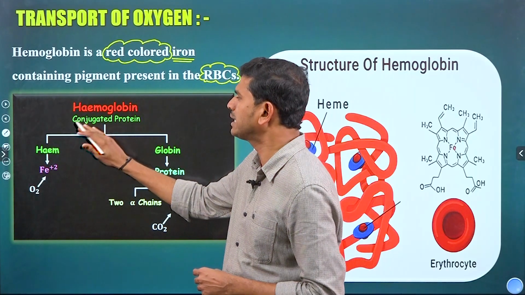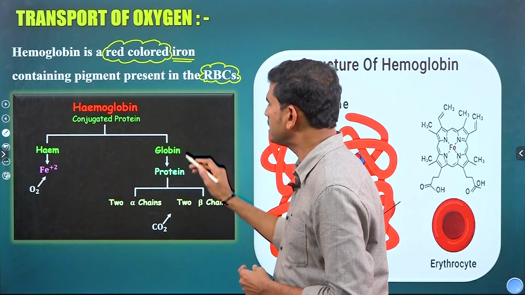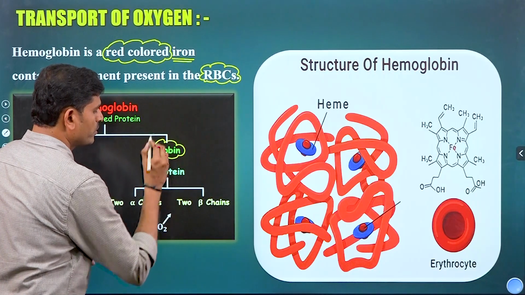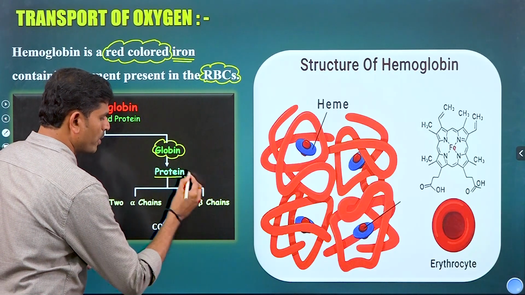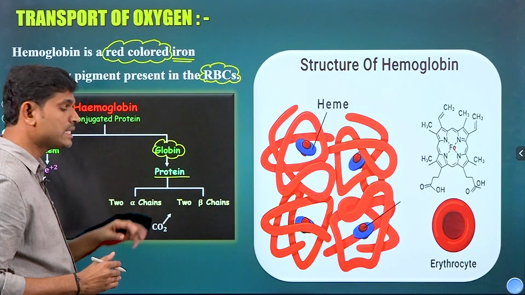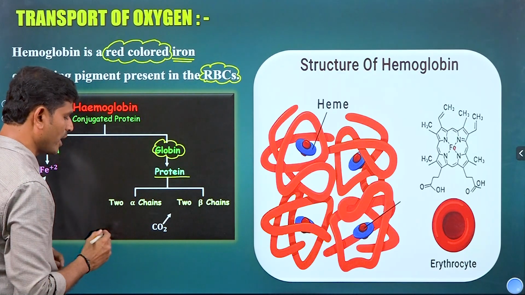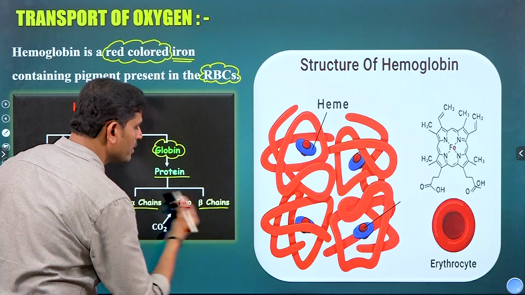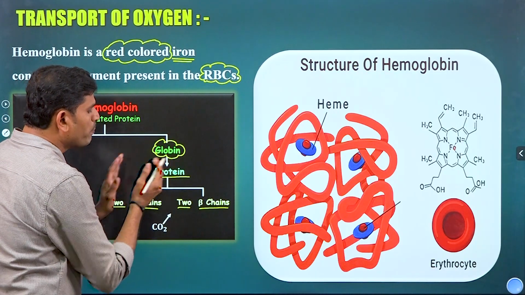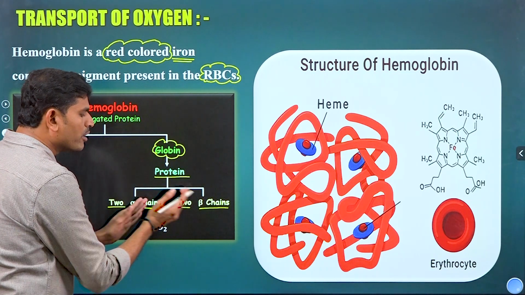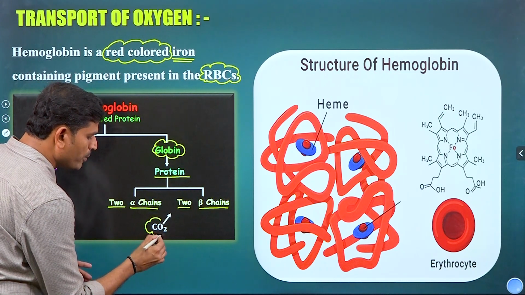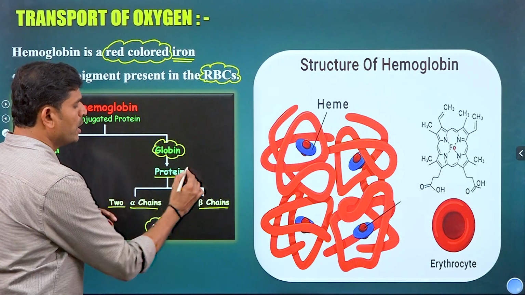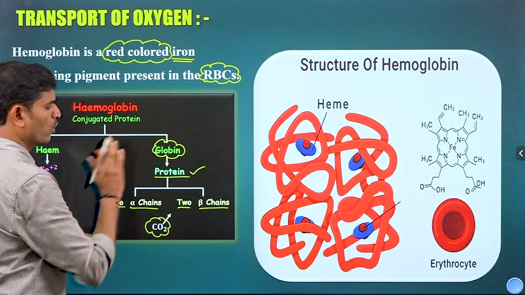Conjugated protein means it contains two parts. One is the protein part, known as globin. This protein part is made up of 4 polypeptide chains, 2 alpha chains and 2 beta chains. To this protein part, with the alpha and beta chains, CO2 forms a temporary bond. This is about the major proteinaceous part, globin.